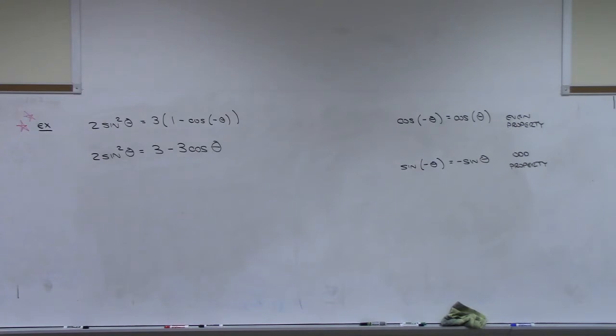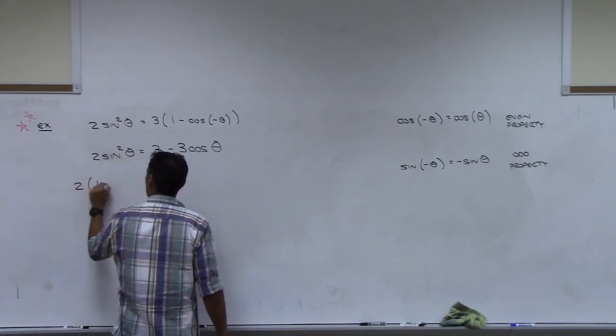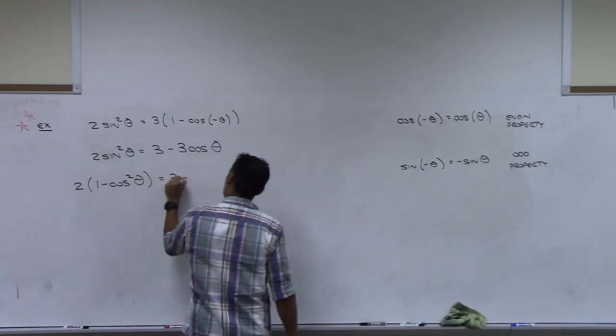You could divide by 2. I guess what you're trying to do is isolate this? Yeah. The only problem with isolating this right now is that you still have a cosine theta over here. So, tell me if this seems like a legitimate move to you, and whether or not it makes sense for me to do this.